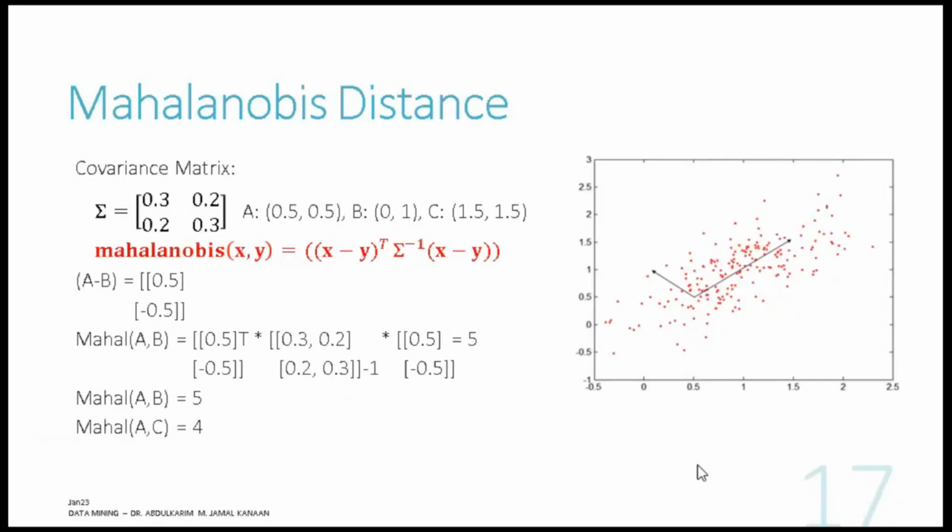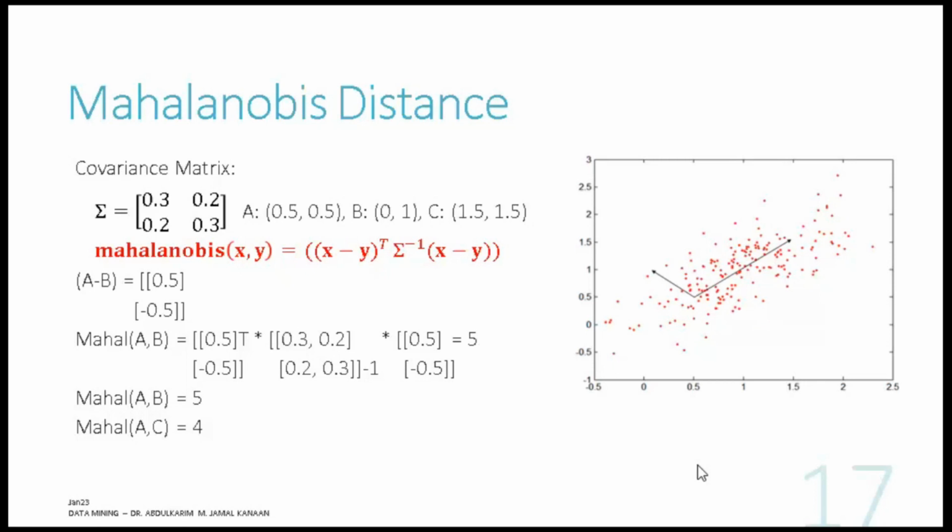So this is another example. If you like, you can try on your own to substitute, and then you get it. If you like, later I can explain, but you can go and substitute. This is the covariance matrix, the sigma. Here are the data points A, B, and C. For feature X, on the x-axis, A has 0.5, B has 0, C has 1.5. Feature 2, A has 0.5, B 1, C 1.5. Then you substitute.